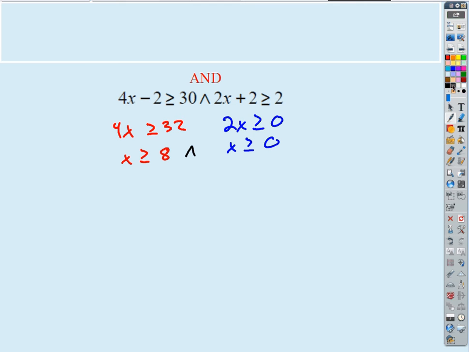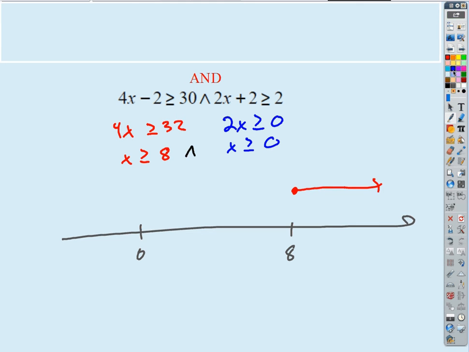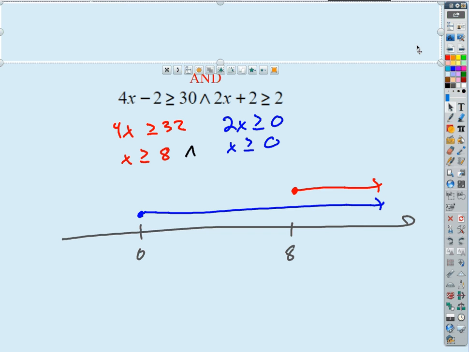So let's graph this solution. We've got numbers at 0 and 8. And what do we get here? We have the solutions x is greater than or equal to 8. Everybody agree that looks like that? And we have the solution x is greater than or equal to 0, which looks like that. Okay, so what's my solution going to be? Everything, okay, so we got a couple of options probably. One option that would maybe make sense is all values of x greater than or equal to 0. What would the other one be?